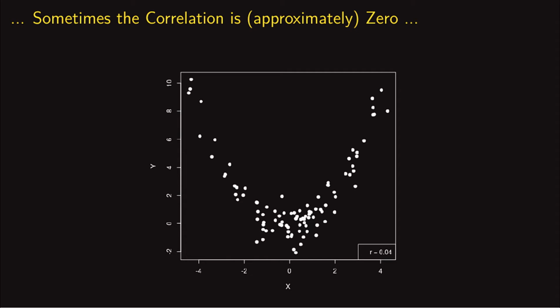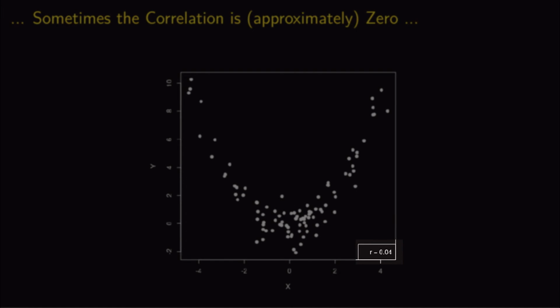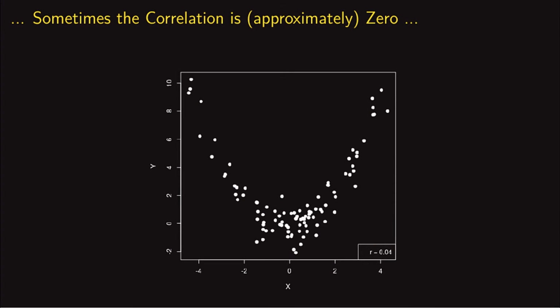In this quadratic relationship, we see that whenever x is high, y is high, and whenever x is around 0, y is also around 0. However, there's basically no correlation between x and y. The correlation is about 0.04.